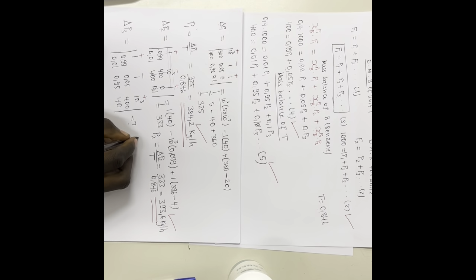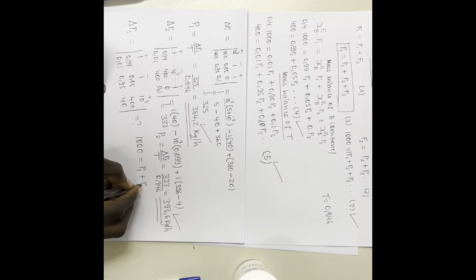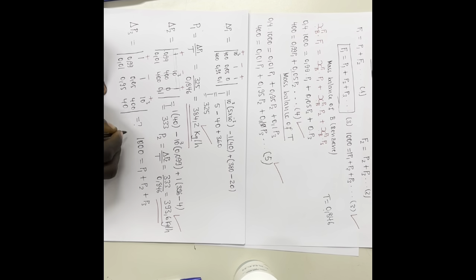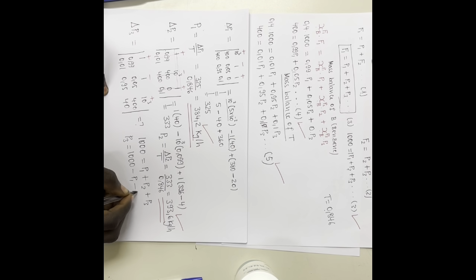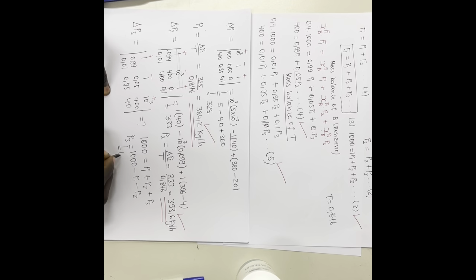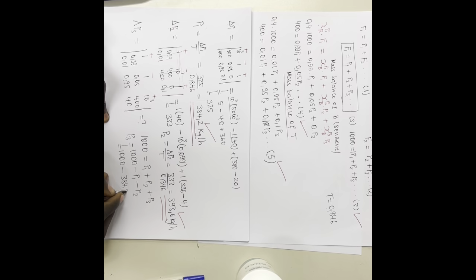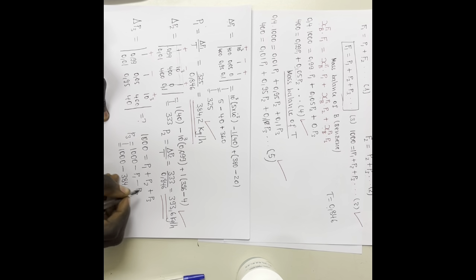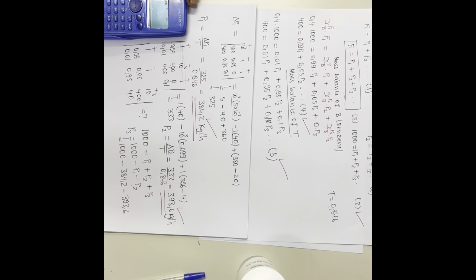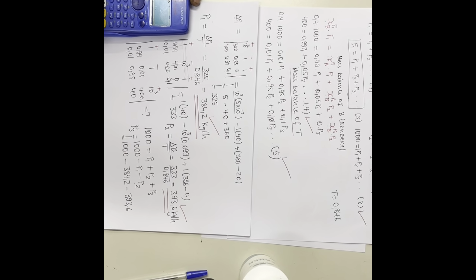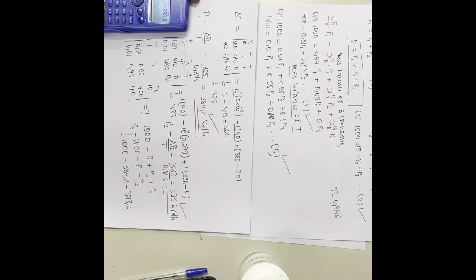What is that equation? It is 1000 equals P1 plus P2 plus P3. What will be P3? P3 is just going to be 1000 minus P1 minus P2. So I'm going to have 1000 minus P1, which is 384.2, which is that one, minus P2, which is 393.6. So you just take your calculator, 1000 minus 384.2 minus 393.6.